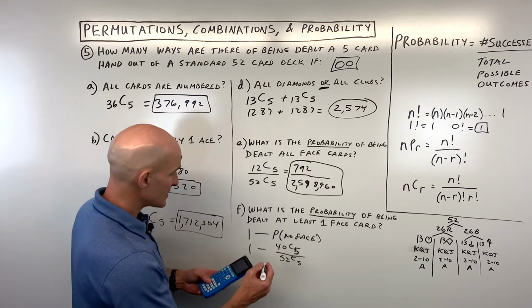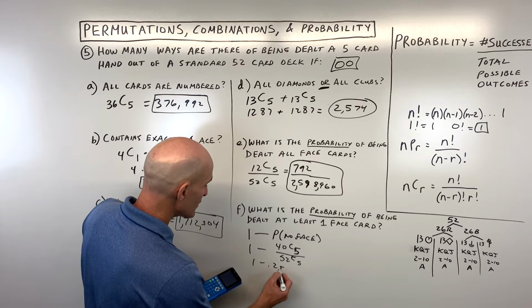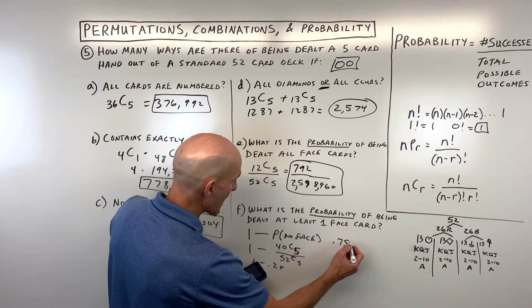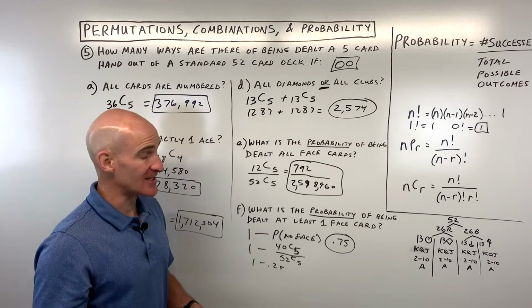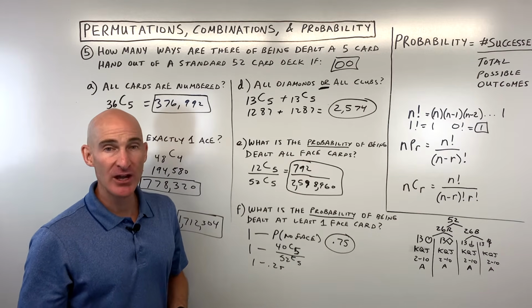Okay, so I'm going to round a little bit. This comes out to about 0.25. So 1 minus 0.25 is going to be 0.75. So it's about a 75% chance, but the probability is 0.75 or approximately 3/4, and you got it.